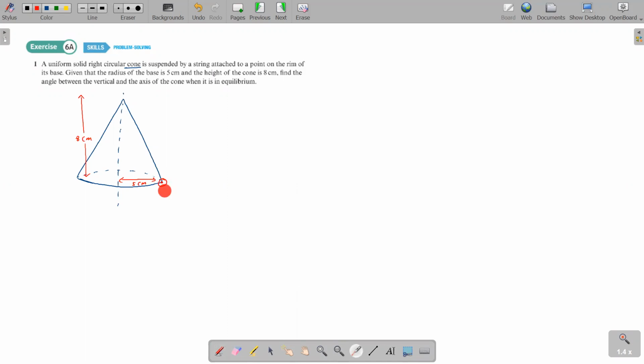Basically, they are suspending it from here, right? So this is the point where you're suspending. So when you suspend it from here, they are asking you to find the angle between the vertical and the axis of the cone. So guys, you know this is the axis of the cone, right? So this is the axis of cone.